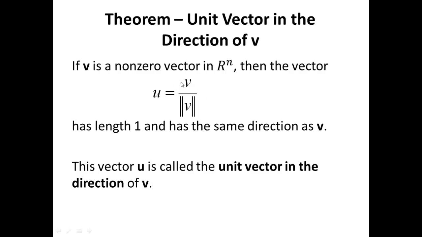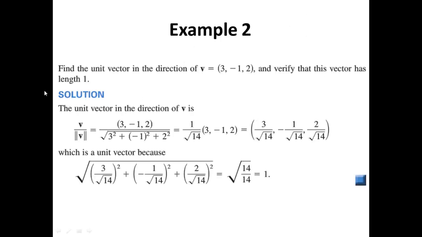So given any vector V, I can actually find a unit vector that has the same direction as V. And how do I generate such a unit vector? The vector is simply my U, which equals V divided by the norm of V. Example, find the unit vector in the same direction as the vector V defined by the three components 3, -1, 2. And actually verify that this vector is a unit vector. It has length 1.